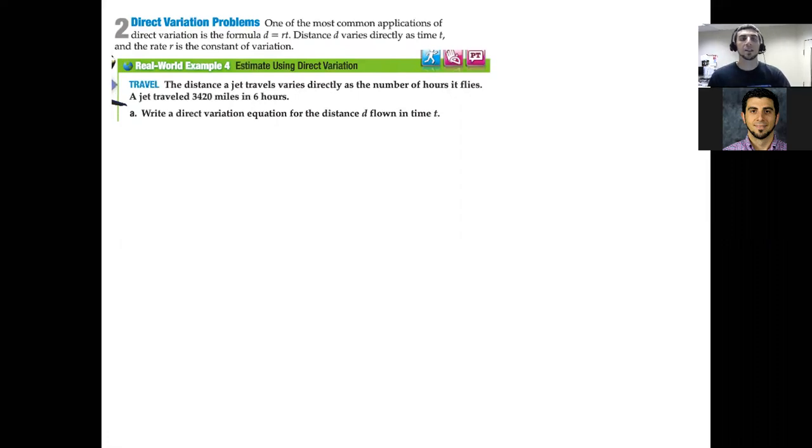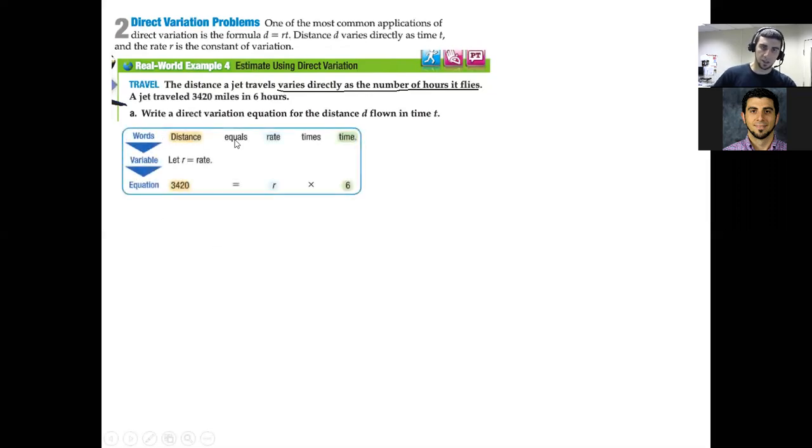Okay? The distance a jet travels varies directly as the number of hours it flies. There's that phrase, varies directly. So we know it's going to be y equals kx, or in this case, d equals r times t. A jet traveled 3,420 miles in 6 hours. Write a direct variation equation for the distance d flown in time t.